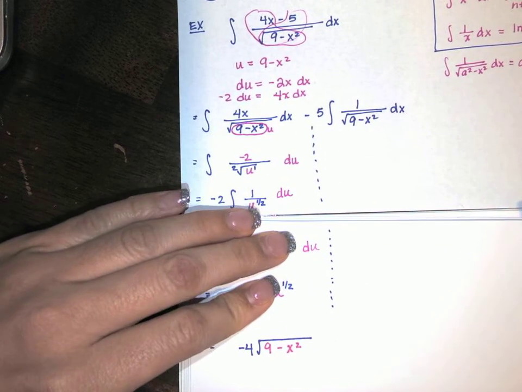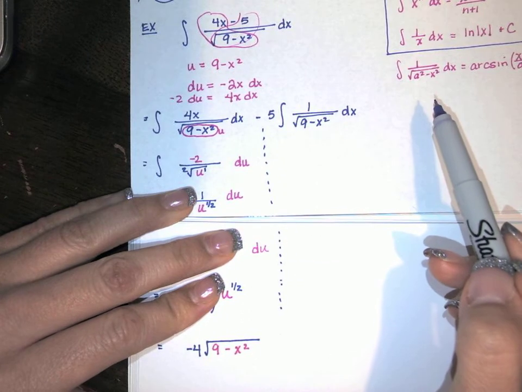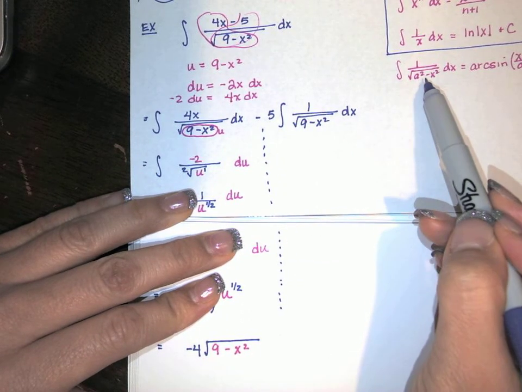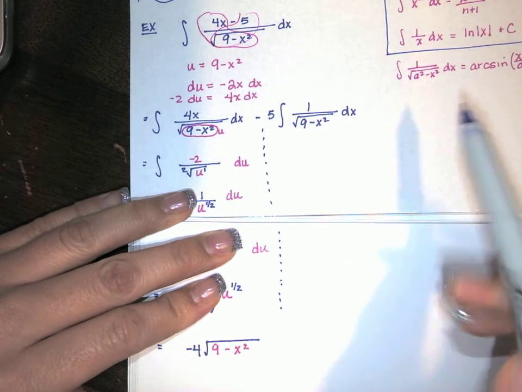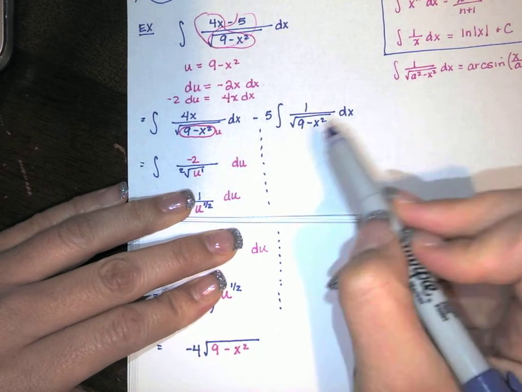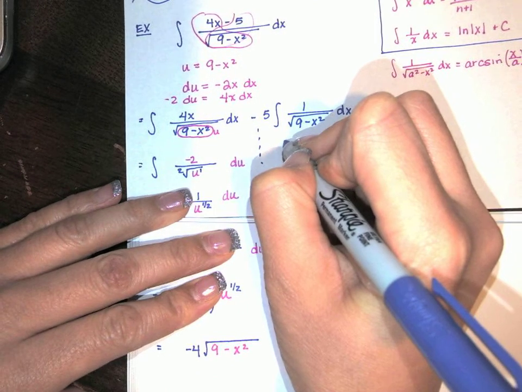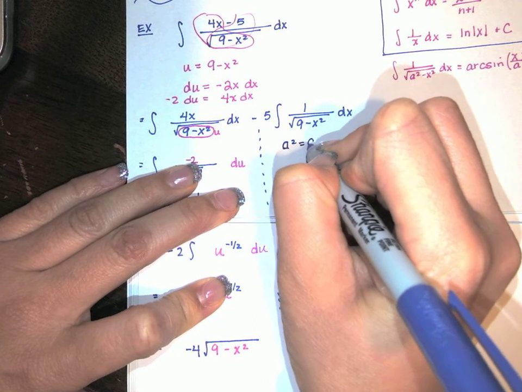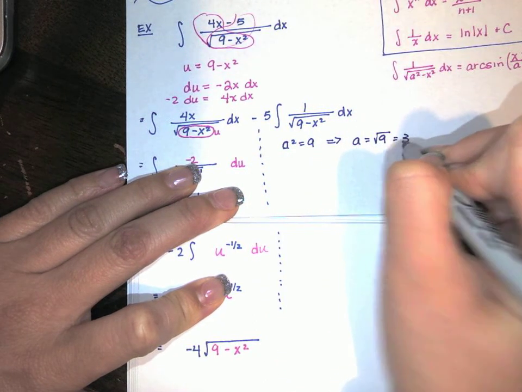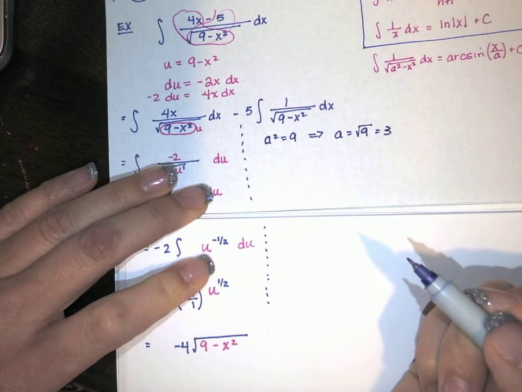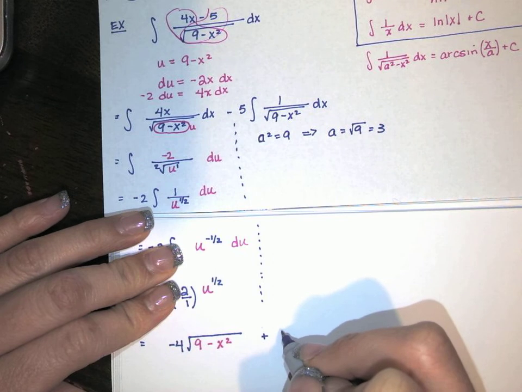All right, second column. Here I'm looking at this, and I'm pattern matching. This is a constant squared minus x squared. The order is very important. If that was an x squared minus 9, I could not do this. But since it's a 9 minus x squared, it fits exactly. A squared, that's the constant part. That's 9. So that means that a is the square root of 9, which is 3. We're always going to take the positive square root. Now, according to that rule, the antiderivative is just arc sine.